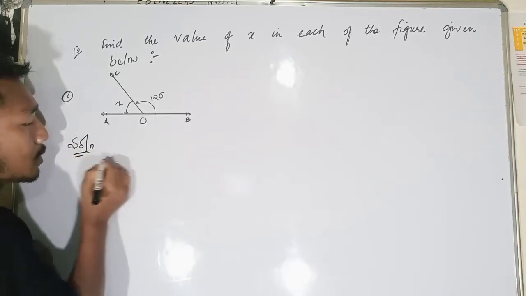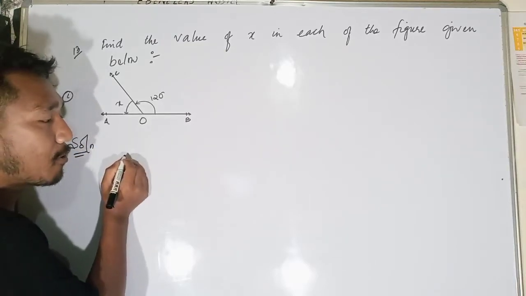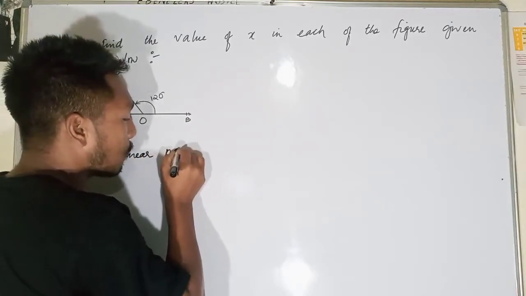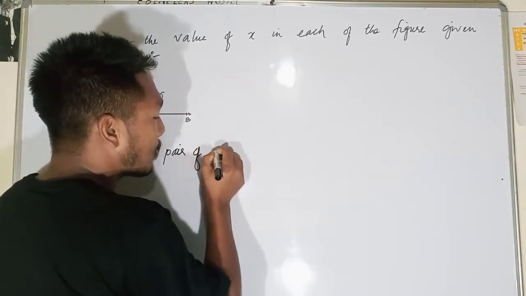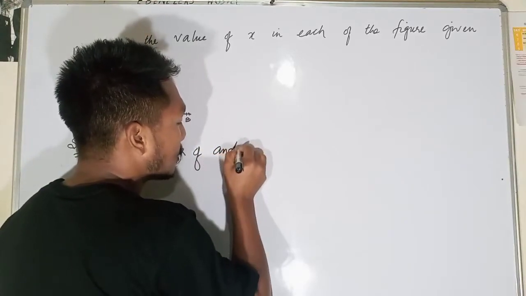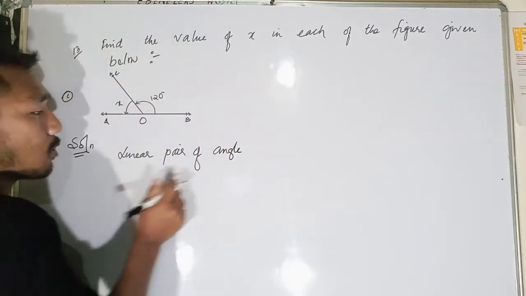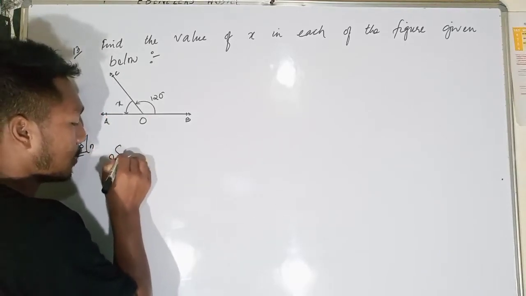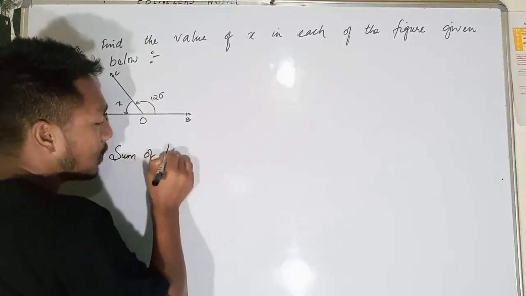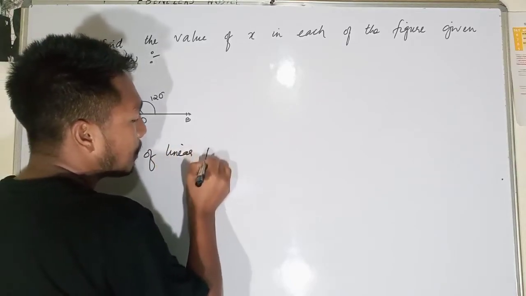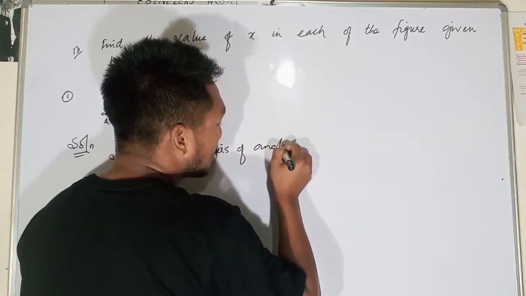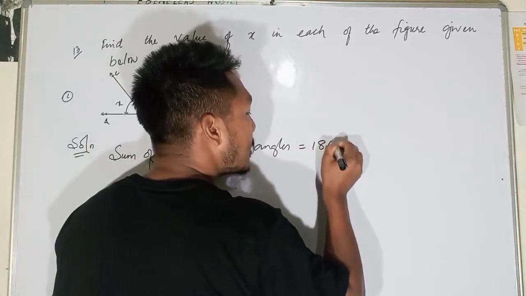When you solve, we know the linear pair of angles. The sum of a linear pair of angles is always equal to 180 degrees.